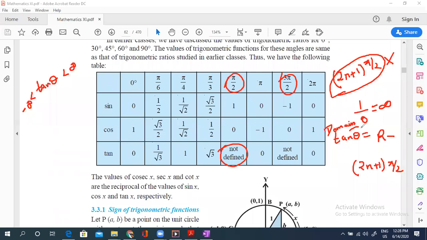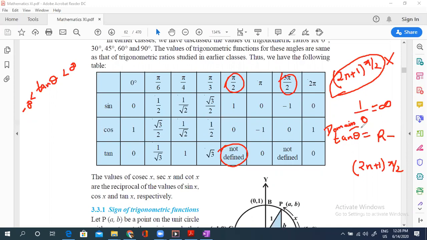Yes, that's why the sine, right? That's why the value of tan theta can be from minus infinity to plus infinity. Okay, both are not defined. You got this? Tell me this.